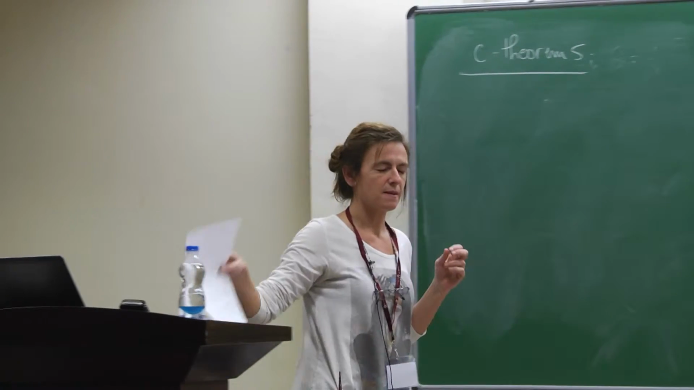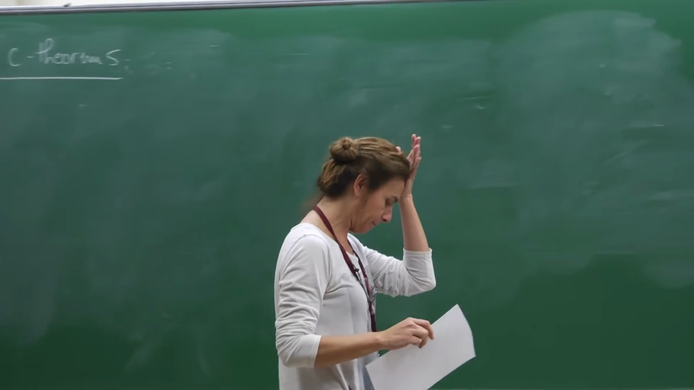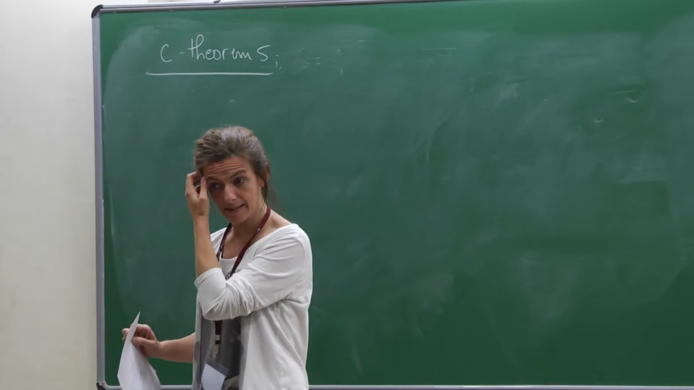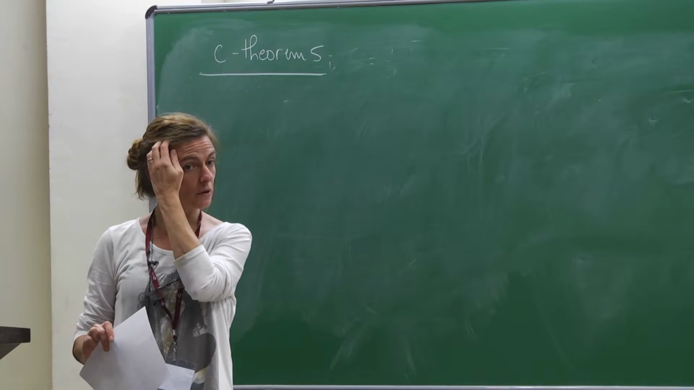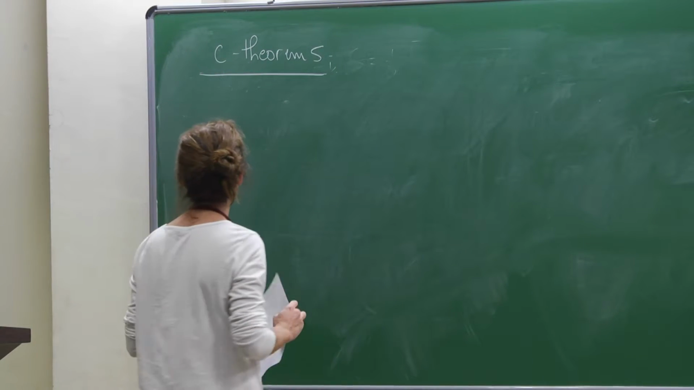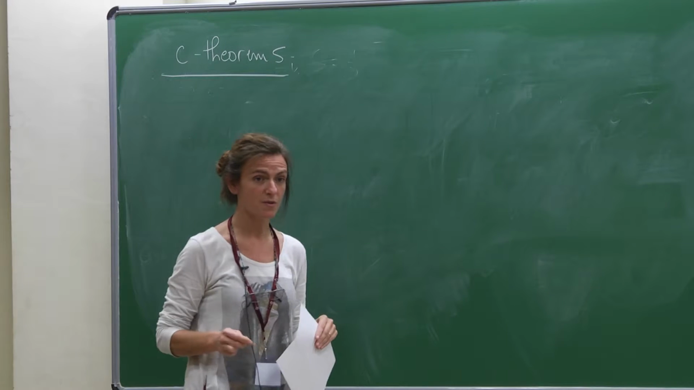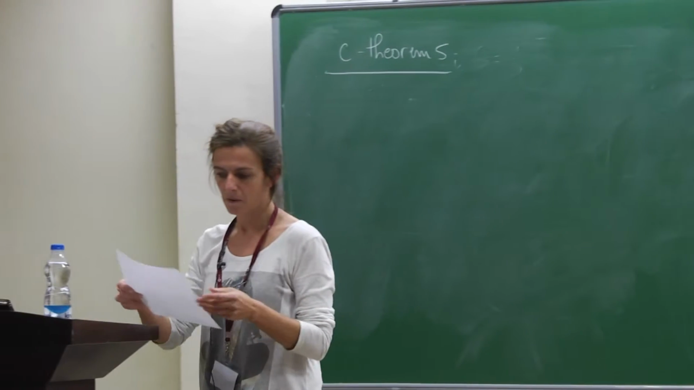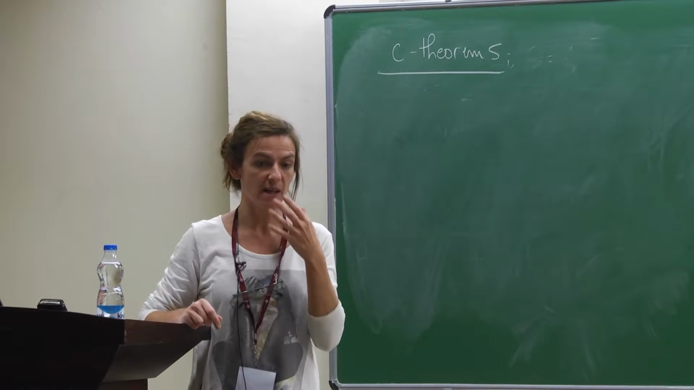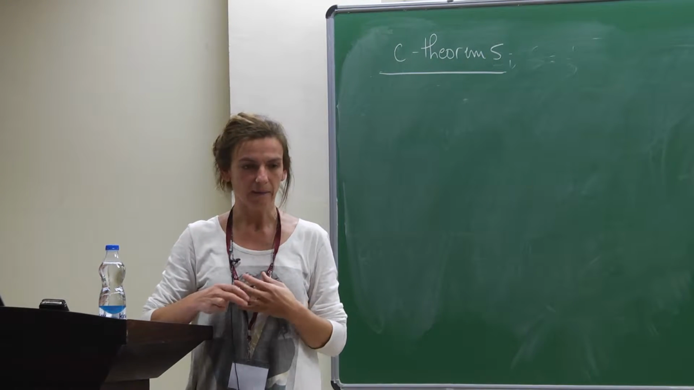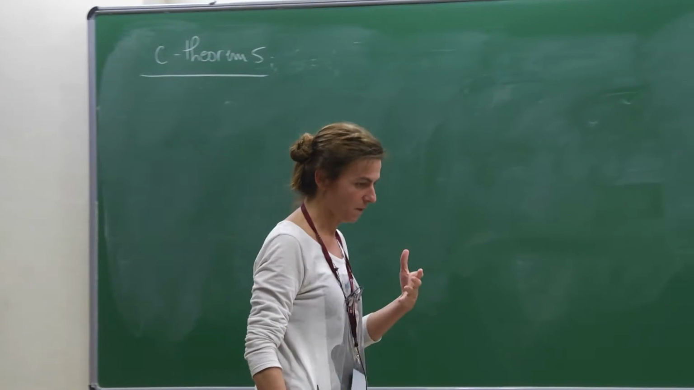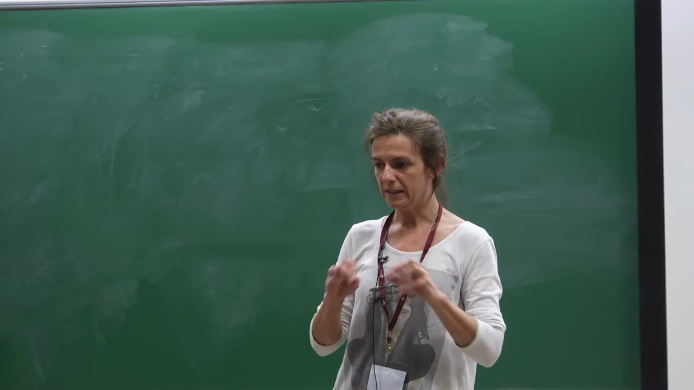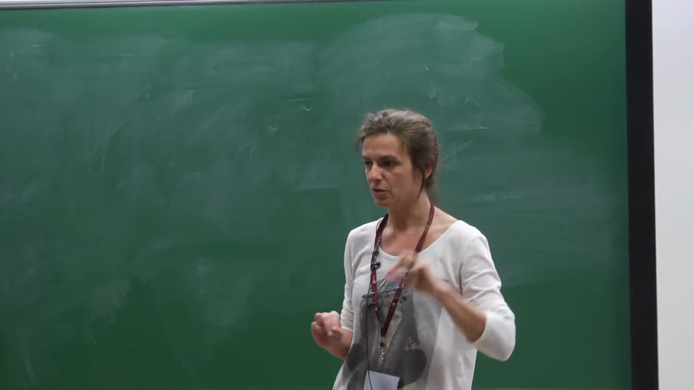The C theorems, okay, this is an idea that appeared in '86. It was Zamolodchikov who formulated the C theorem in 1+1 dimensions. And this is something that gives you a constraint on the renormalization group flow, okay? The renormalization group flow tells you about changes in the theory with the scale, interpolating between the ultraviolet and the infrared.